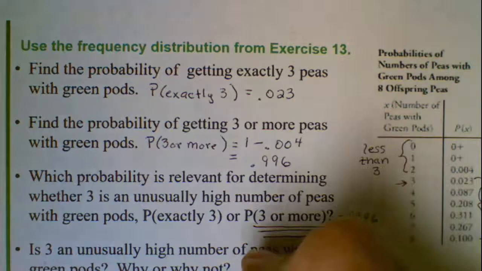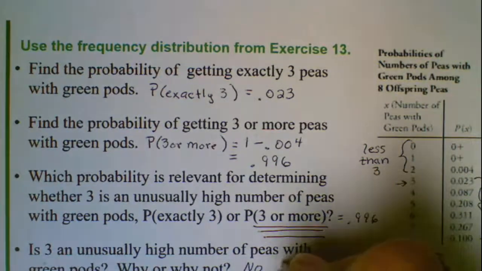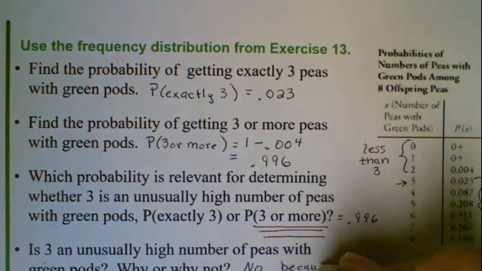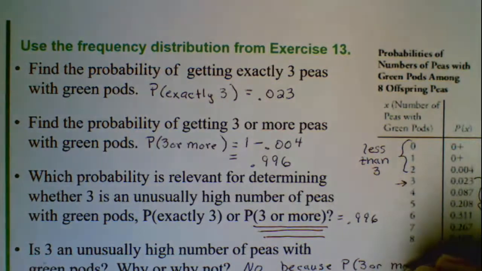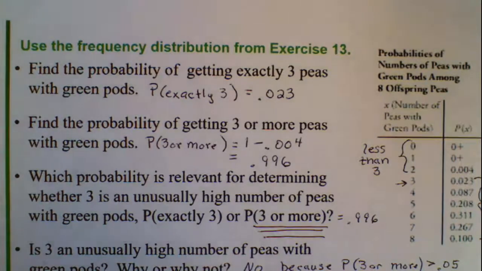So, no, 3 is not an unusually high number of peas with green pods because the probability of 3 or more is greater than 0.05. It's much bigger than 0.05. So 3 is not an unusually high number of peas with green pods.